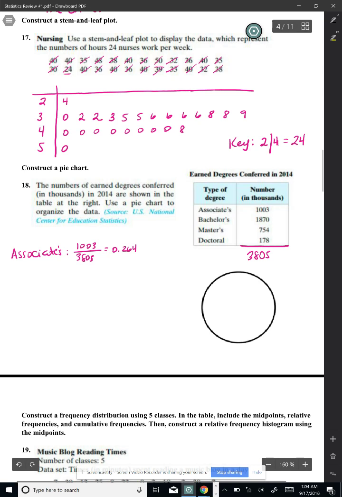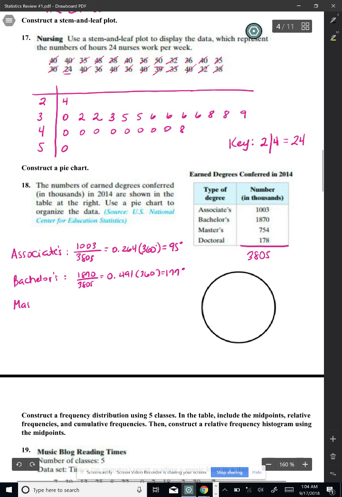To figure out how much of the circle that takes up, circle has 360 degrees. So we do that decimal times 360, and that gives us a 95-degree angle. And then we'll do the same thing for each of the others. So for bachelors, we would have 1870 out of 3805. That would give us 0.491. We'd multiply that by the 360, would give us a 177-degree angle.